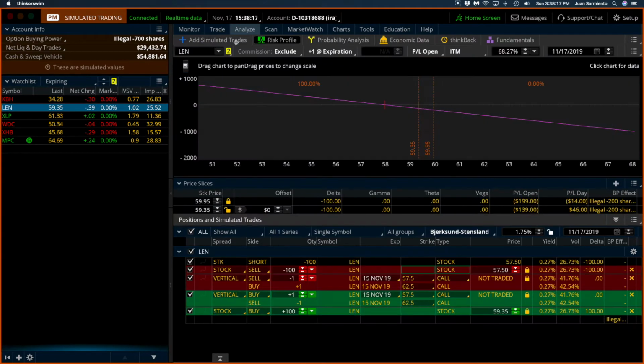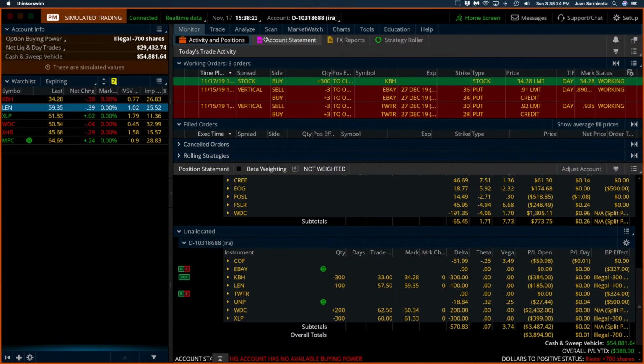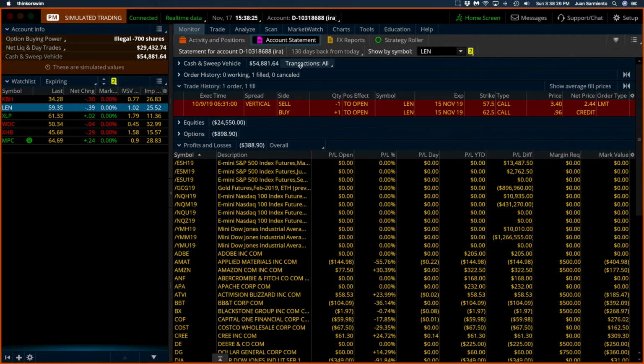LEN, Analyze tab. Again, I'm going to delete all this and start over. Go into the Monitor tab, Account Statement, go back 100 and some days, 30 would do enough, and you can see that we have a short call spread for $2.44. My short was 57.5 and we see that the closing price was 59.